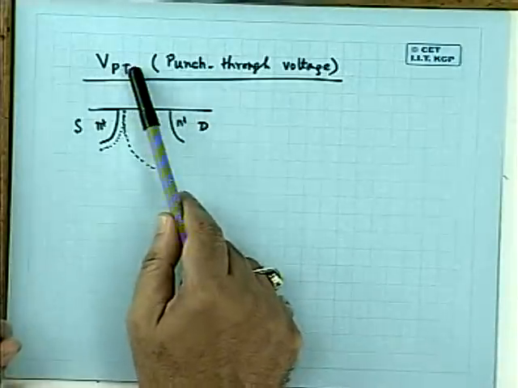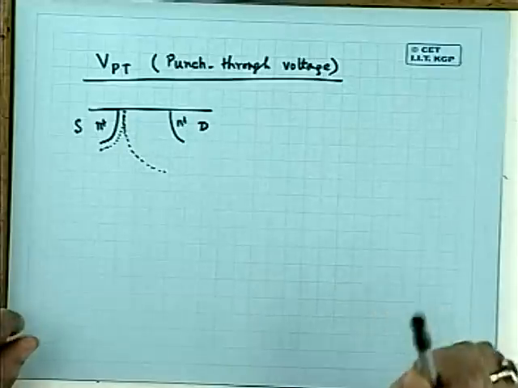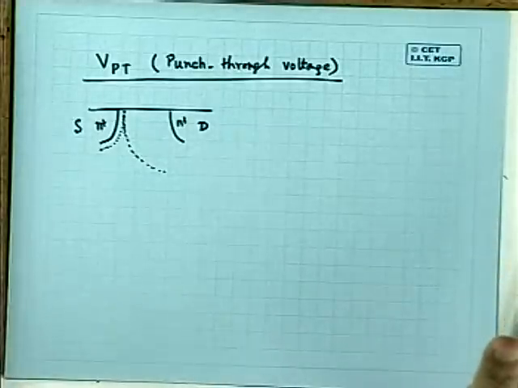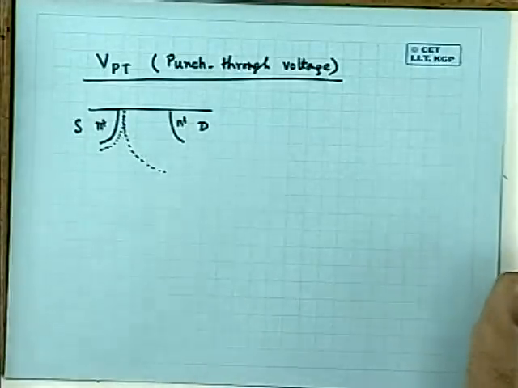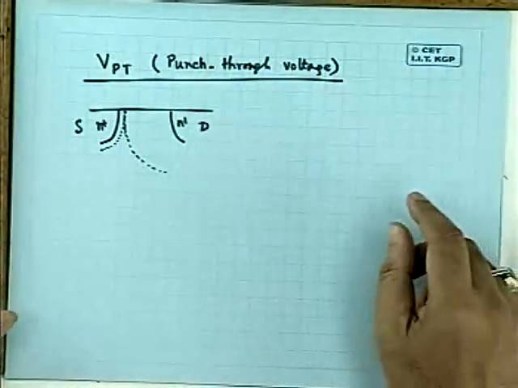So punch-through voltage is another very important parameter for short channel MOSFETs, which is otherwise not important for long channel. When 5 micron or 10 micron is the channel length, punch-through never happens. It is breakdown which dominates over punch-through. The junction breakdown dominates. But punch-through becomes important for submicron or deep submicron MOSFETs, where the channel length is less than a micron, or 0.5 micron, 0.2 micron kind of channel length.